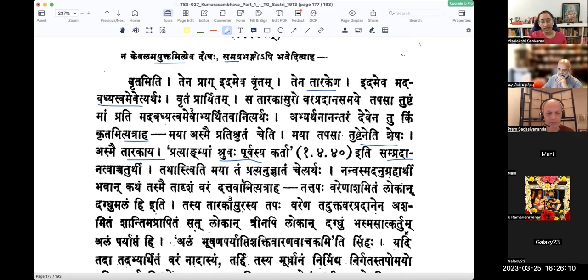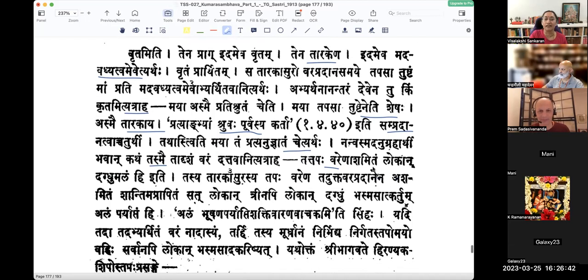Tatha astu iti maya tam pratyanugnyatam. I gave him the permission, in the sense, I gave him that promise. So nanu asmad anugrahaarthi bhavan katham tasmai tadrisham varam dattavan. Asmakam anugrahaarthi, you are supposed to be favorable to us. Anugraham, you are supposed to be favorable towards the devas. Then how did you give such a varam to Tarakasura? It's a possible question.